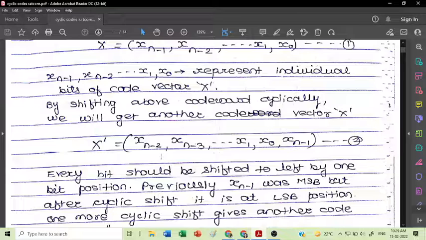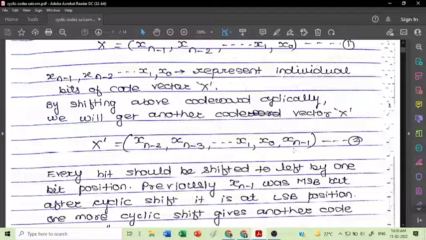Now every bit should be shifted to the left. Here these bits are shifted to the left. This x of n minus 2 takes the position of x of n minus 1, and x of n minus 1 is shifted here. Initially x of n minus 1 was the MSB bit, but after the cyclic shift it is at the LSB position.